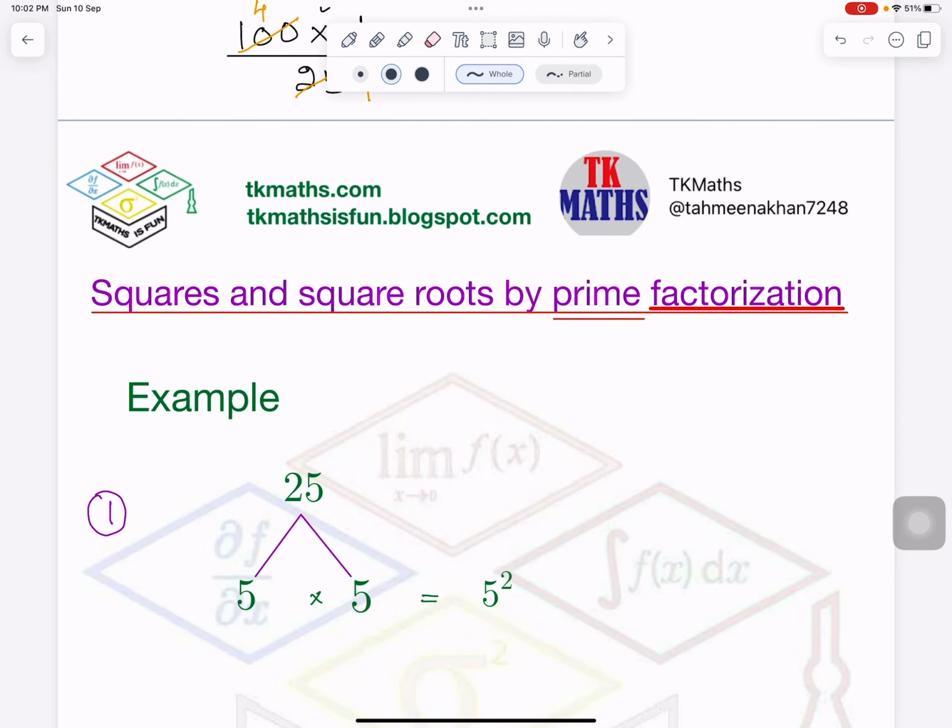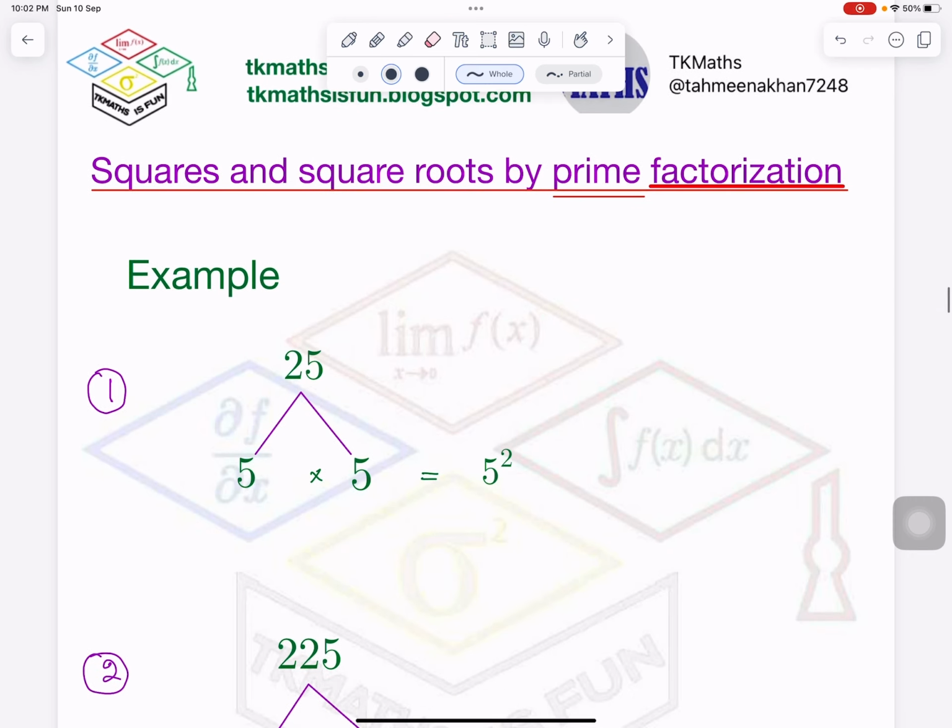In today's video, we will see squares and square roots by prime factorization. This is video number 2 on square and square root. There are two ways we use to find the square root by prime factorization. One is called the tree method, the other is called the division method. For the tree method, you need to have a strong understanding of tables.